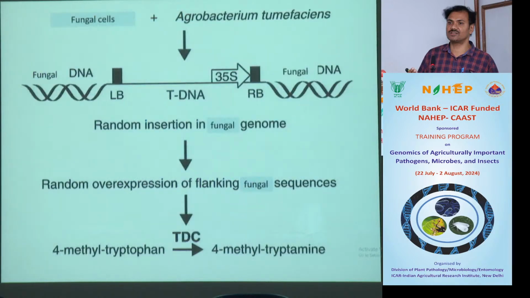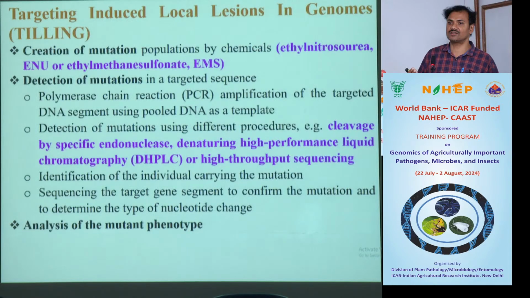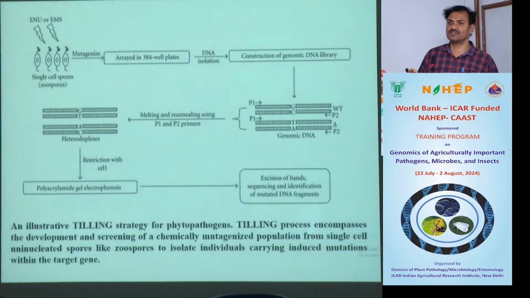The other method, this is one picture which I have shown, the fungal cells with Agrobacterium tumefaciens, having the T-DNA randomly integrate. Then TILLING. TILLING is nothing but developing a population by using a mutagenic agent. In the mutated population, you then have to see where the mutation happened by various techniques. One very common method is cleavage by restriction endonuclease, DHPLC, denaturing HPLC, and high throughput sequencing. And then you can characterize the mutant.